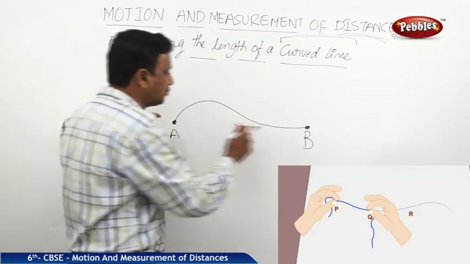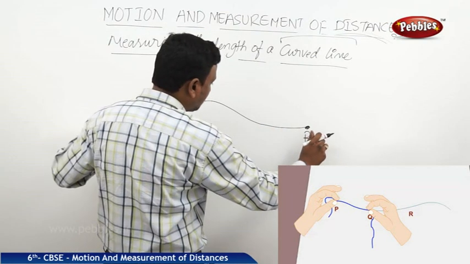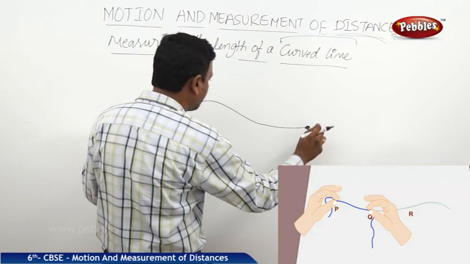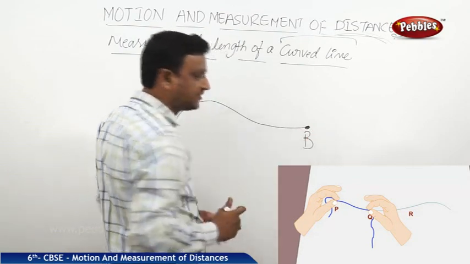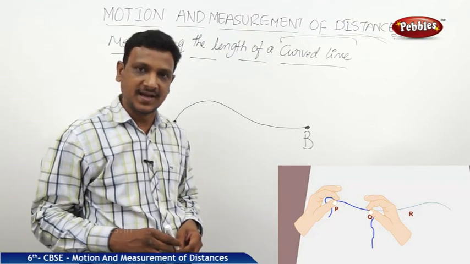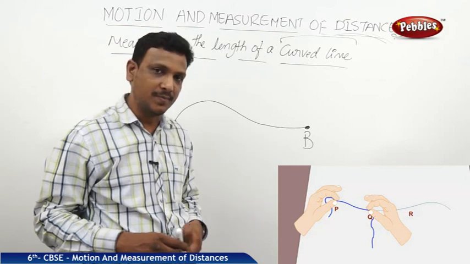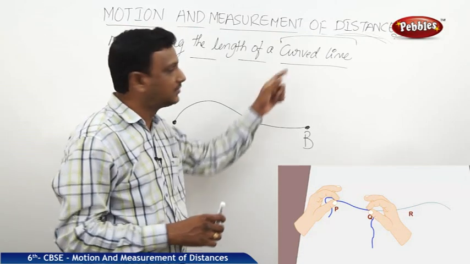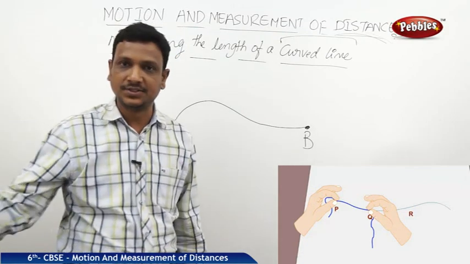So I cannot use the scale, because a scale is straight. It is not accurate. If you measure the distance between A and B using a scale, it is not correct. So here I can take help of a thread or a rope to measure the distance of a curved line. So let us see how to do that.